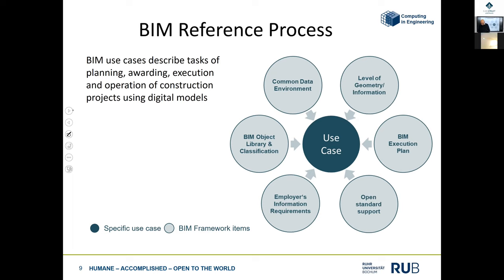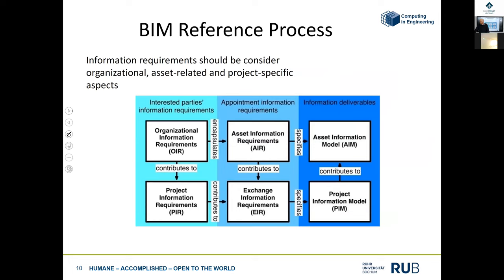Another important aspect is how you can come to this information requirements for every use case. You have to think about three parts in general. You have to think about what is essential for your organization, who maybe owns the structure. So maybe it's more a portfolio management, so that you have a good overview, especially if you're talking about bridges and roads and tunnels and so on.